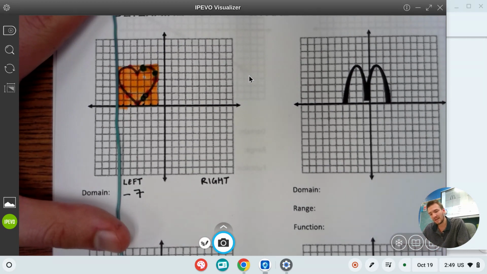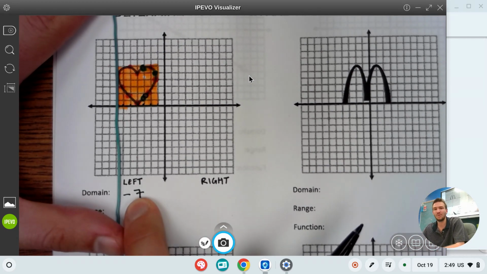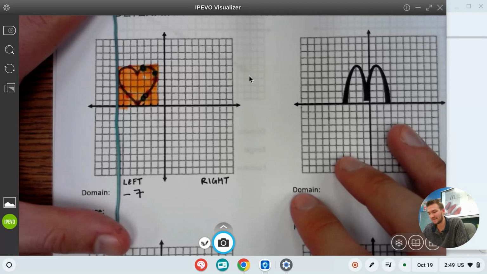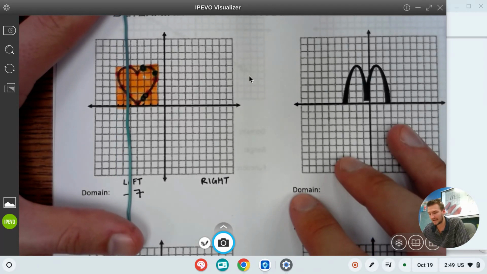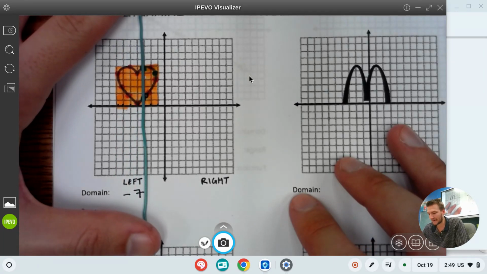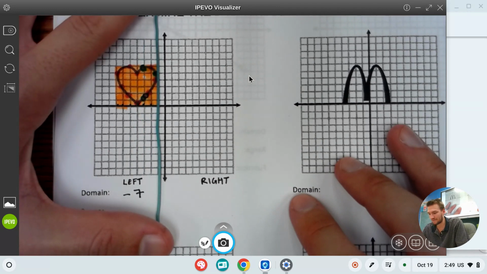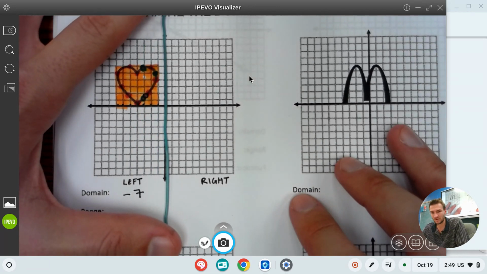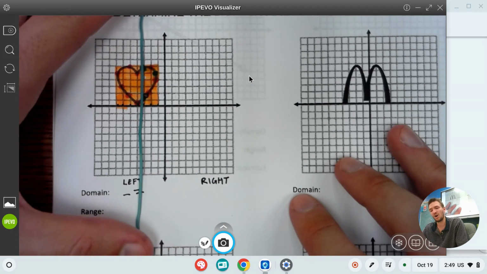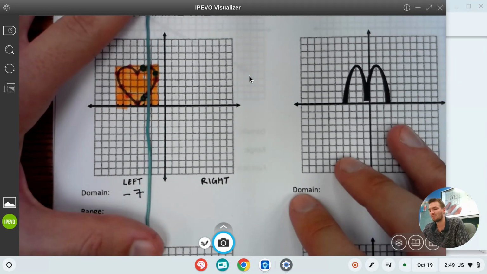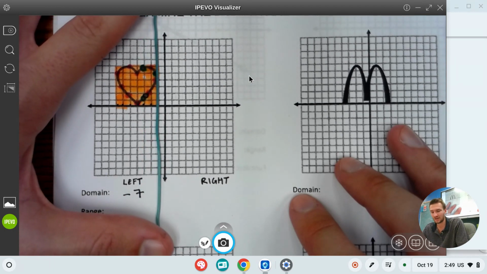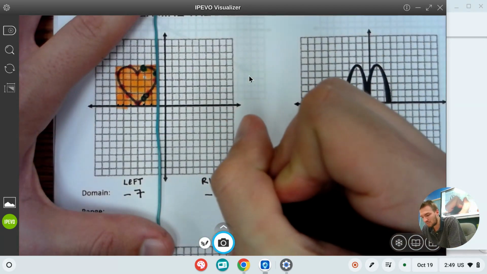Now, if I've got this leftmost region, can I find the heart at -6, -5, -4, -3, -2, -1? Yes. What about 0? No, right? So our heart has stopped. What is the rightmost edge of the heart? -1.